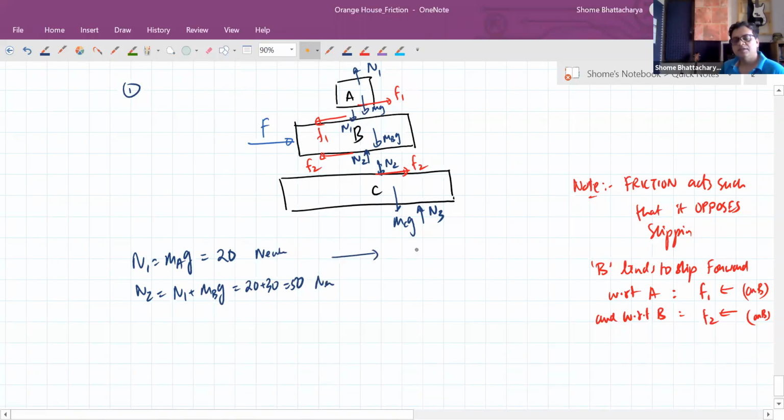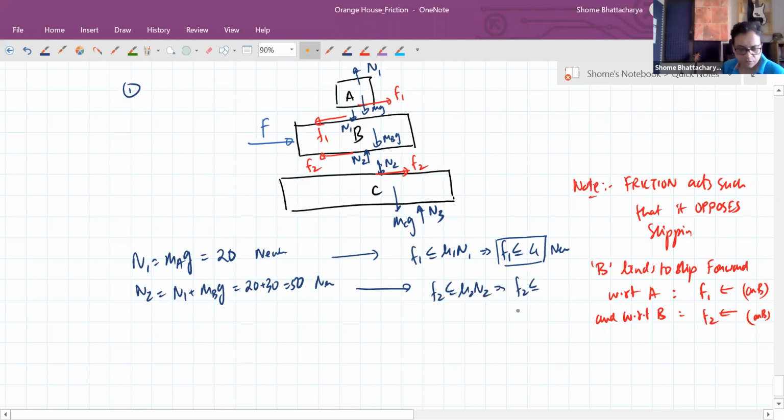So from this you'll understand that F1 is less than equal to mu1 N1. That means F1 should be less than equal to mu1, which was given to us as 0.2, so 4 newtons. From this you'll understand that F2 is less than equal to mu2 N2. So F2 is less than equal to, now coefficient of friction is 0.3. So 0.3 into 50 will give us 15. Okay, so this is the other important information.